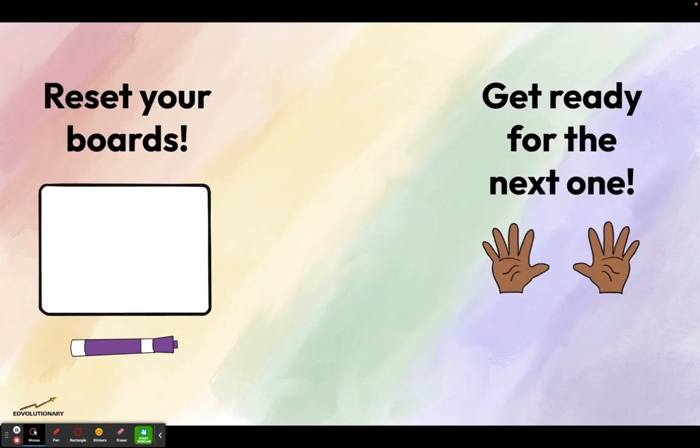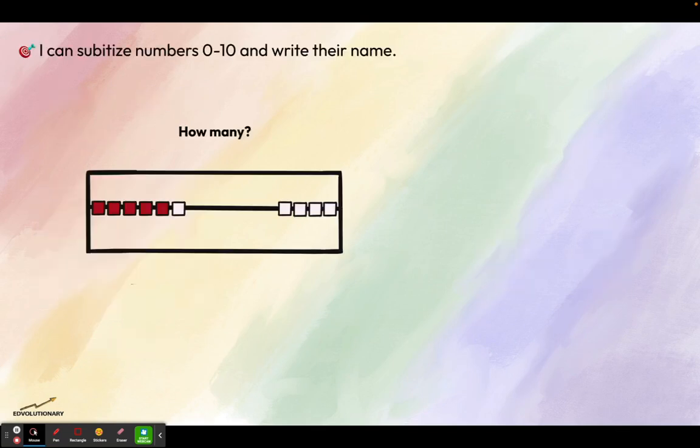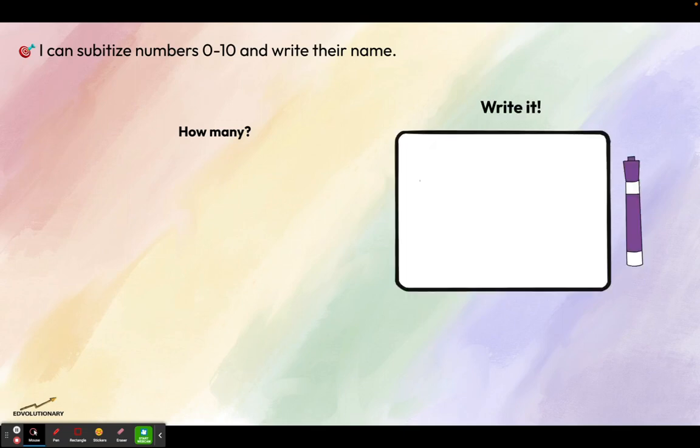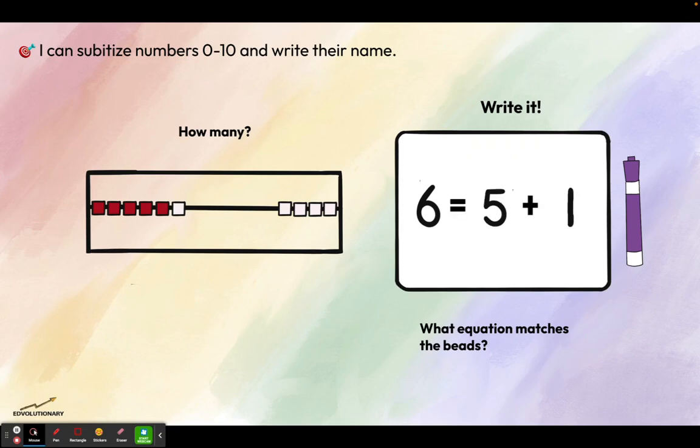I'll show you one more, but essentially Thursday and Friday follow the same pattern. How many? Ooh, went away fast, didn't it? How many did you see? Write it. Give students a second to write it. Say, I'm going to show it again in just a second. All right, now write it if you didn't quite see it the first time. All right, how many is that? It's 6. How could we know so fast what equation matches the beads? Well, I see there are 5 red beads and 1 white bead, and 5 plus 1 is equal to or the same as 6. So you get the gist.